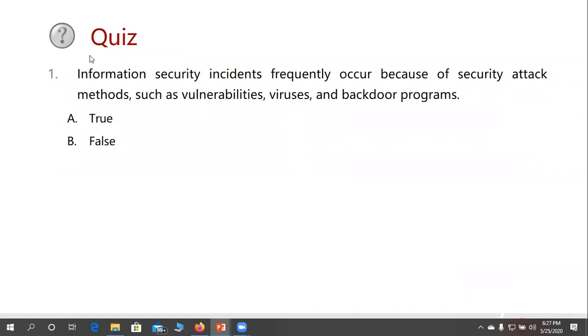Okay, the quiz. This is an example of some of the questions that you have in your exam. The mistake which most people make is panicking. You don't have to panic.